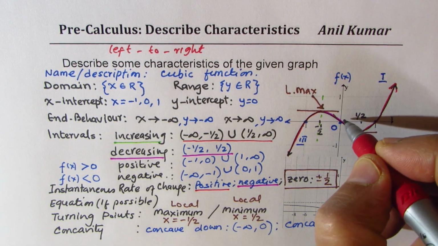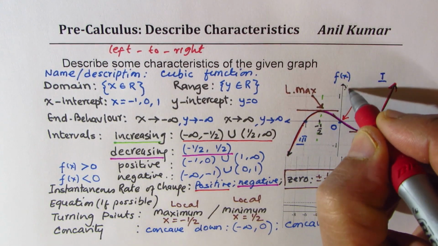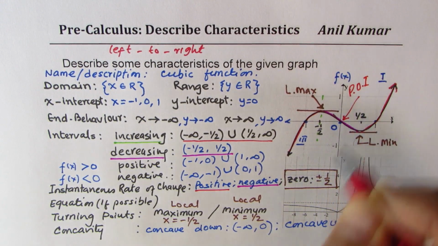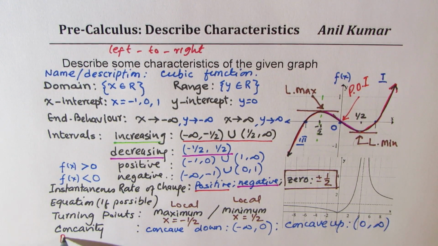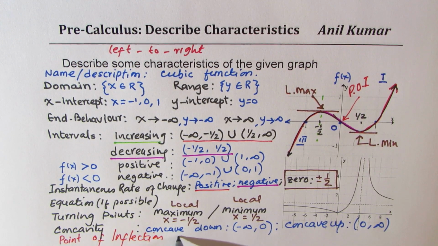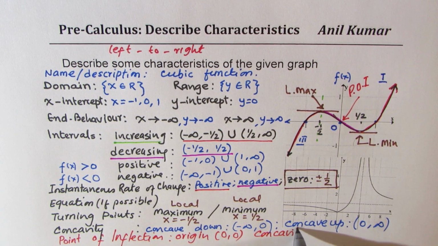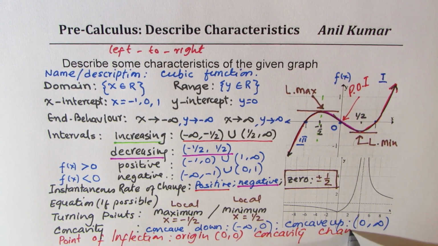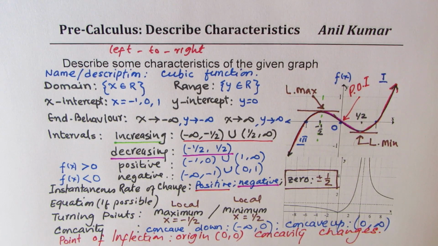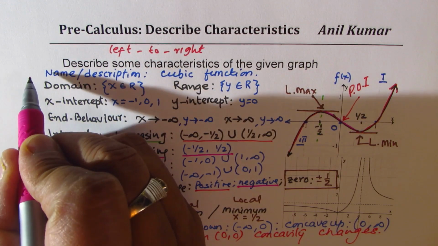Point of inflection is the point where the concavity changes. So sometimes you could describe point of inflection also. So let me include that. So point of inflection, it is at origin in our case. That is at 0, 0, right? Where concavity changes. Does it make sense? So these are major characteristics which are valid for our function, right?